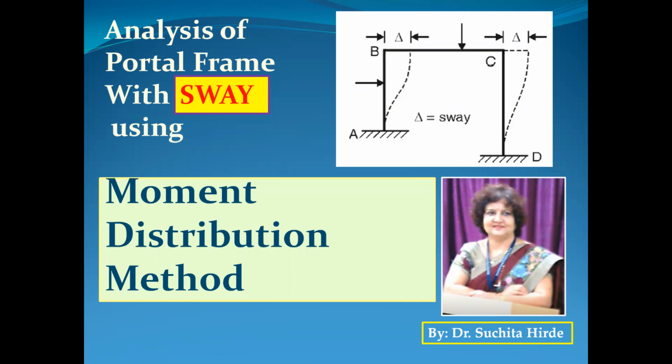When the portal frame is unsymmetrical, the frame is subjected to horizontal movement, which is called sway. And due to sway, additional moments are developed at the joint. So let us see how to analyze such type of portal frame.